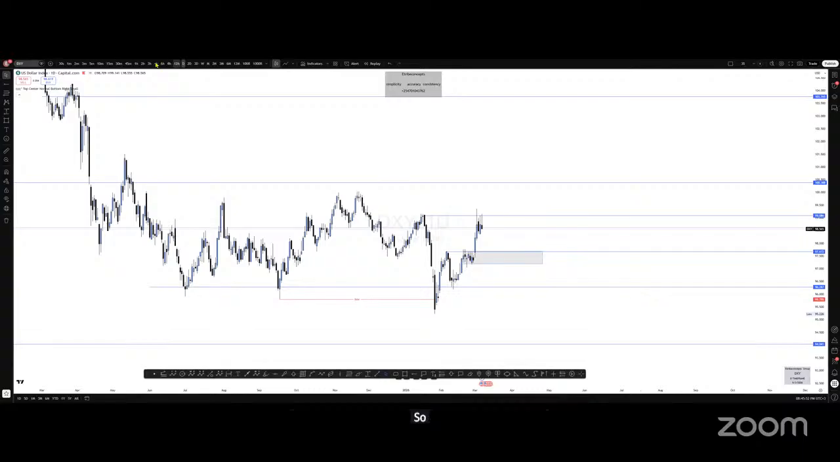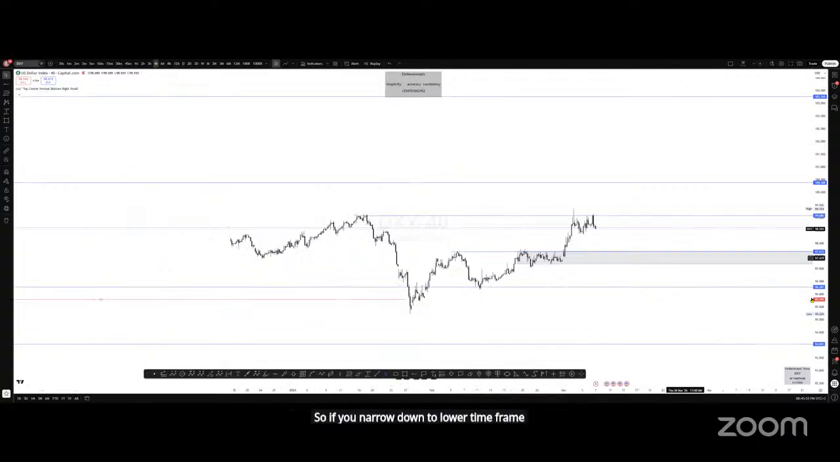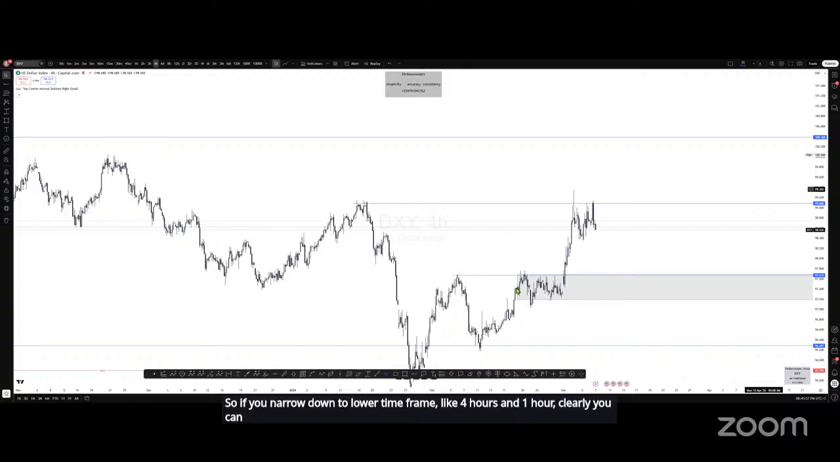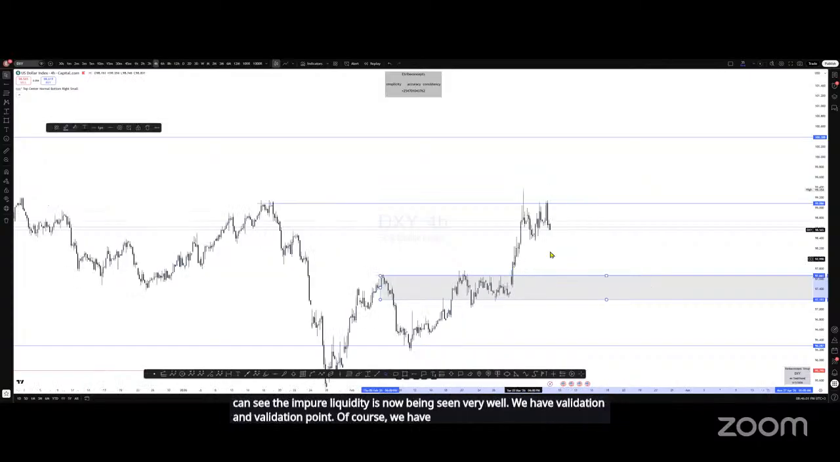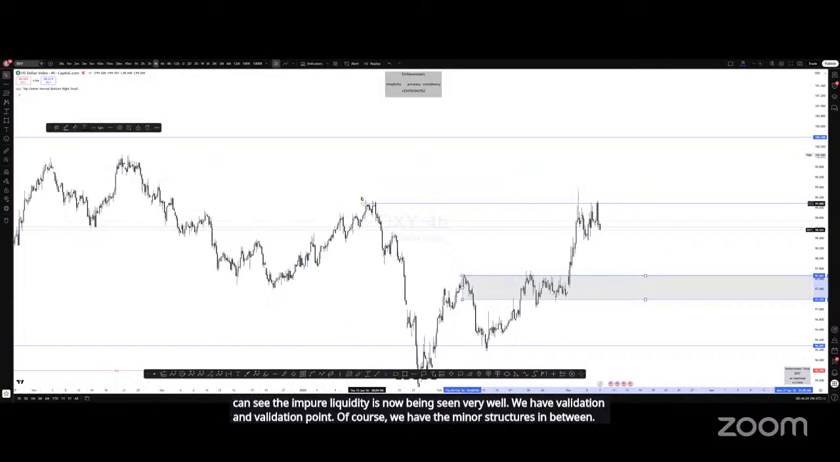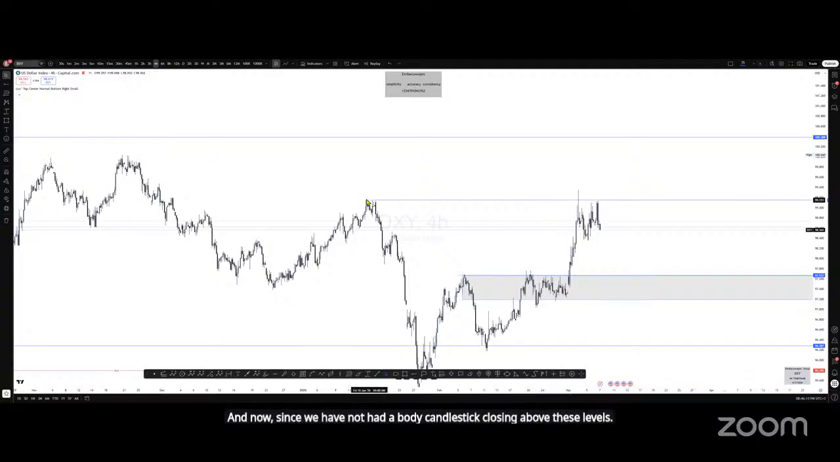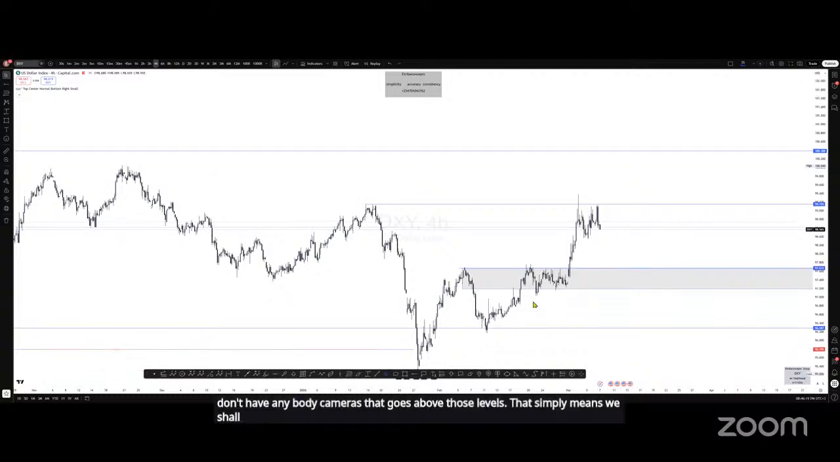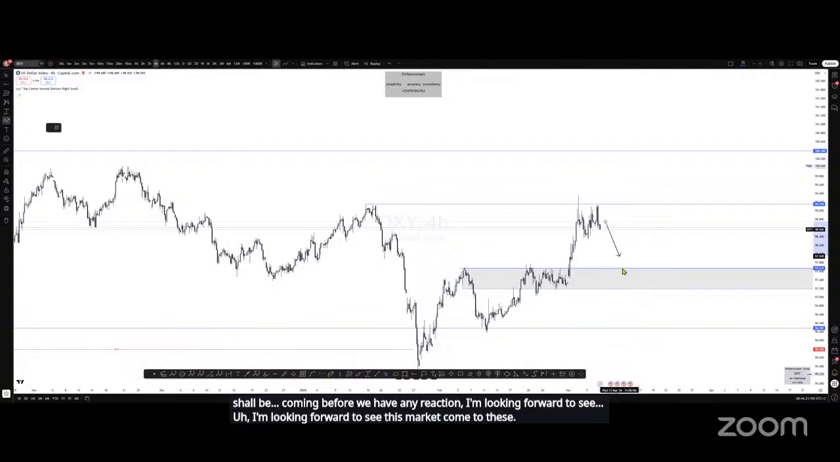So if you narrow down to lower time frames like 4 hours and 1 hour, clearly you can see the impure liquidity is now being seen very well. We have validation and invalidation point. Of course, we have the minor structures in between. And now, since we have not had any body candlestick closing above those levels, that simply means we shall be coming before we have any reaction. I'm looking forward to see this market come to this before we think of anything else.